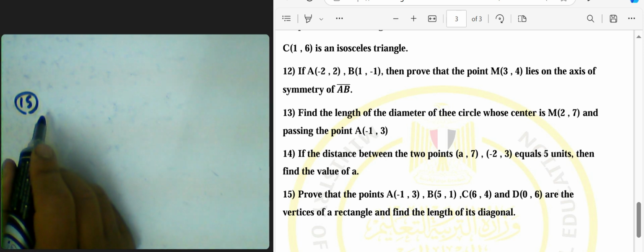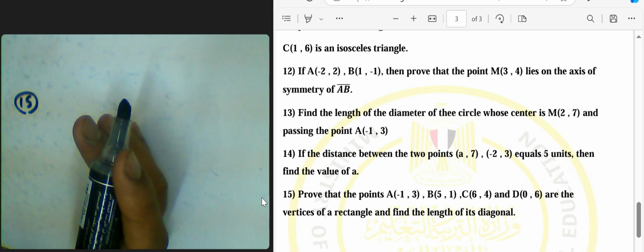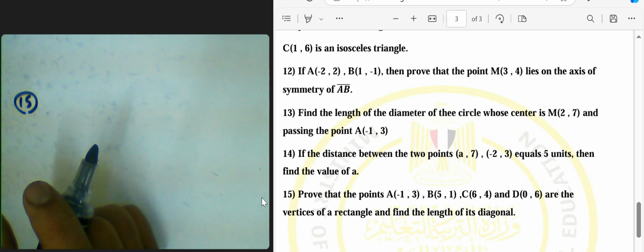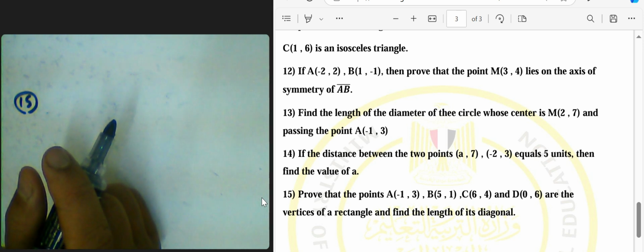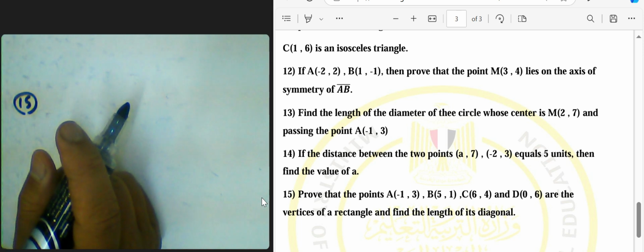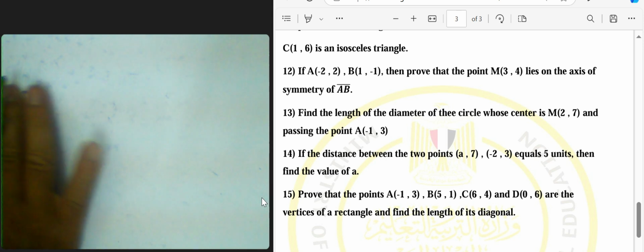And what about question 15? Prove that A, B, C, D are vertices of a rectangle and find the length of its diagonals. Okay, to prove that ABCD is a rectangle, the first step is you must prove that ABCD is a parallelogram and then apply the properties of rectangle. We know that for a rectangle, all angles are equal in measure, and the measure of each one of them equals 90 degrees. So first step you must prove that ABCD is a parallelogram.